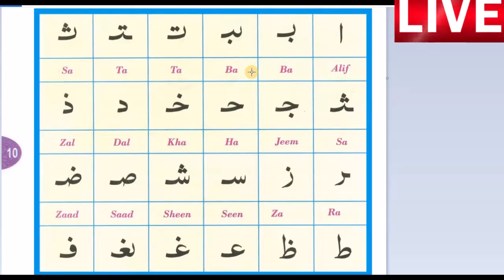Today we are going to start lesson number 3. The changing faces of the letters. How it will look like when it connects with the other letters.